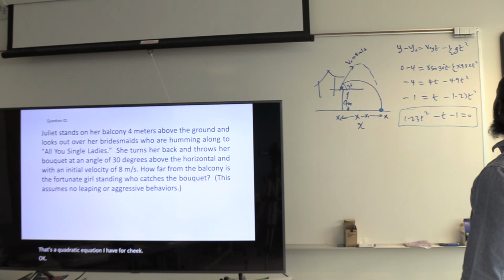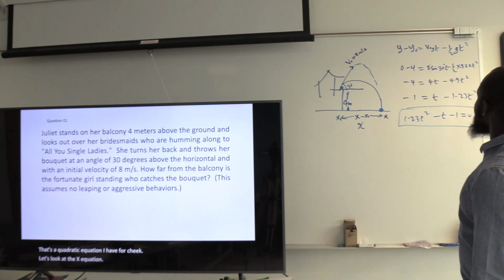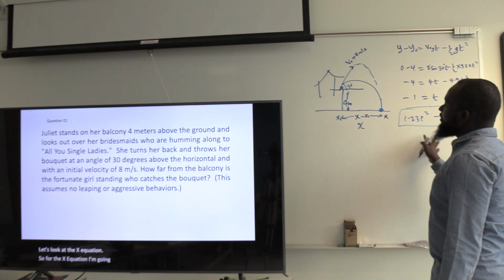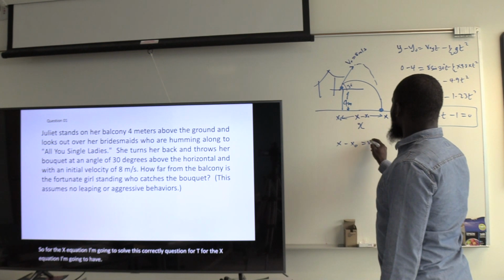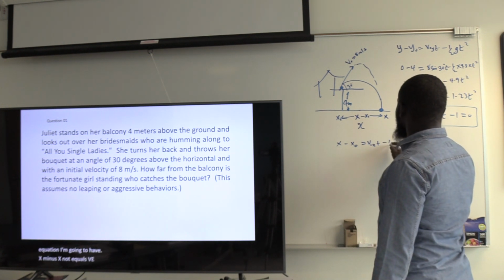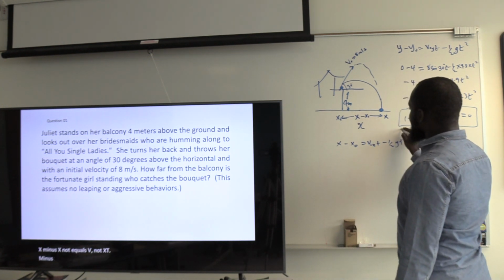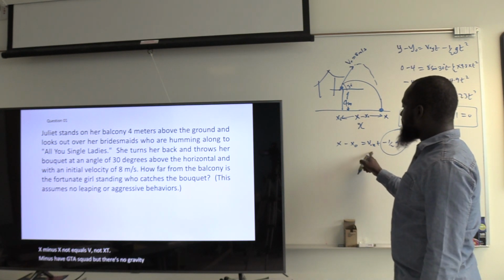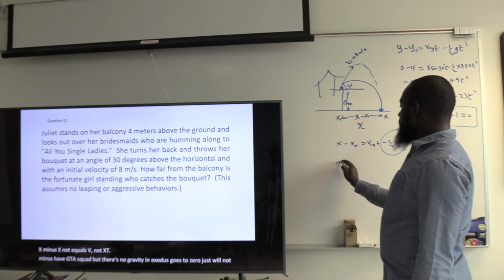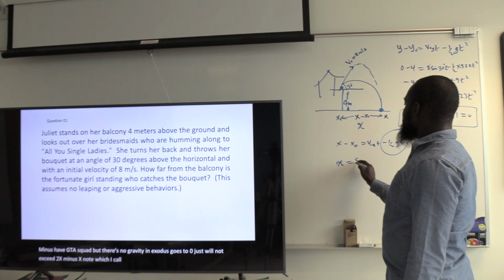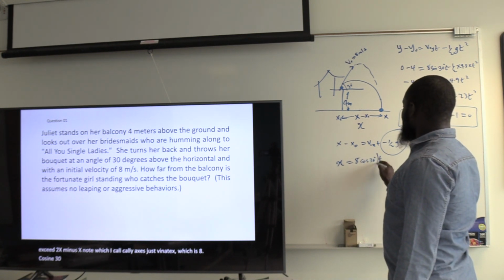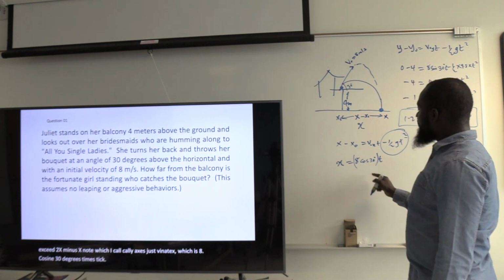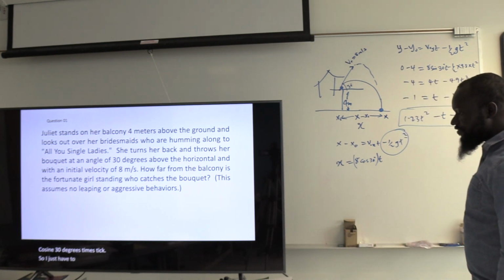Now, let's look at the x equation. For the x equation, I'm going to have x minus x naught equals v naught x t minus half g t squared, but there's no gravity in x, so this goes to 0. It's just v naught x t. So x minus x naught, which I call curly x, is just v naught x, which is 8 cosine 30 degrees, times t. So I just have to find t, and then I've solved my problem.